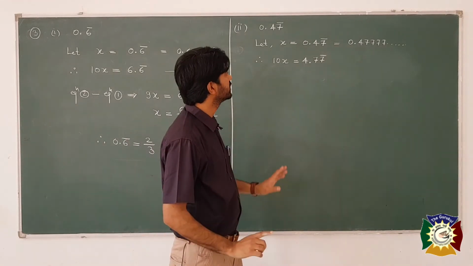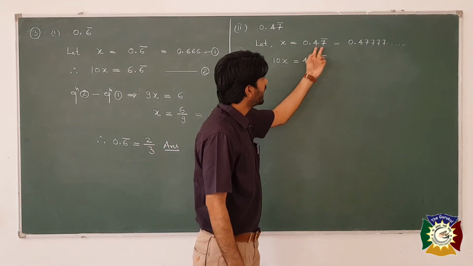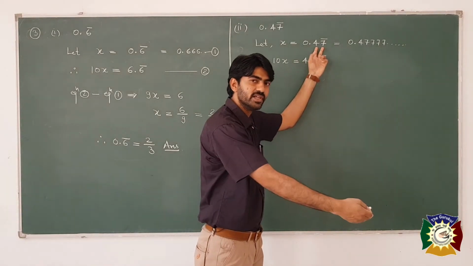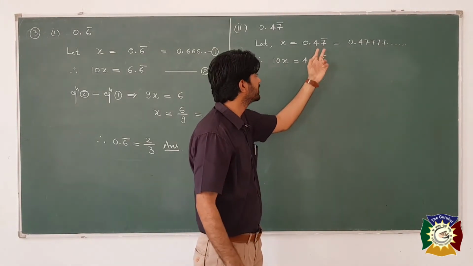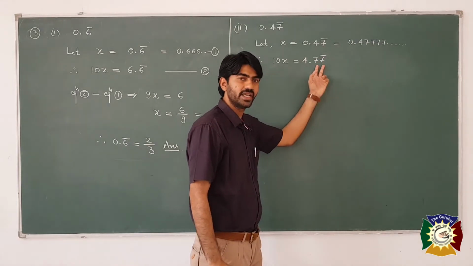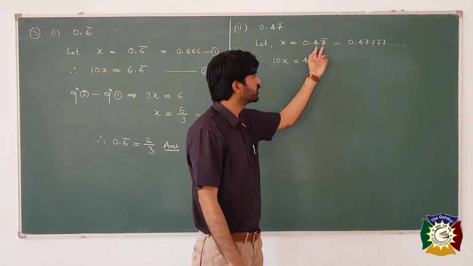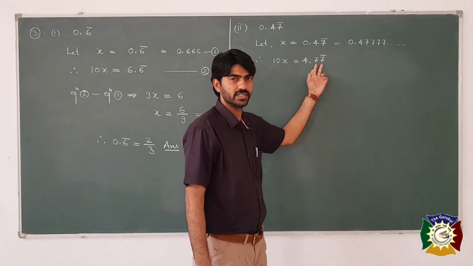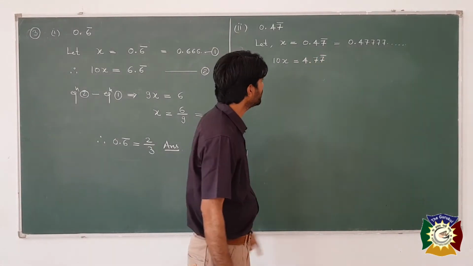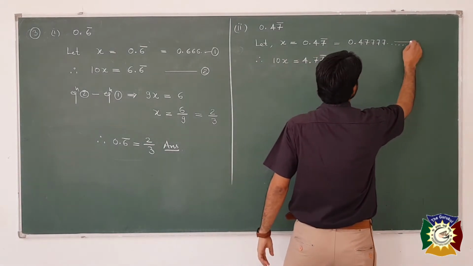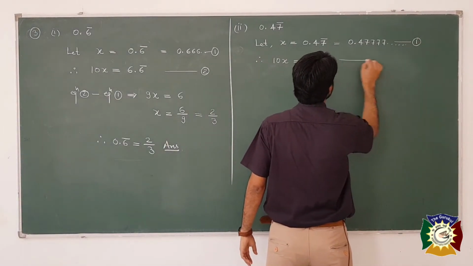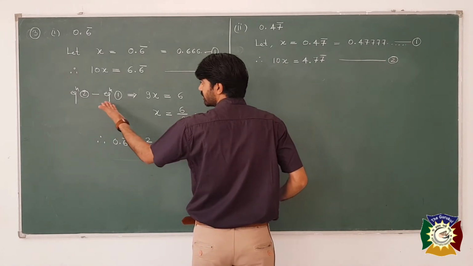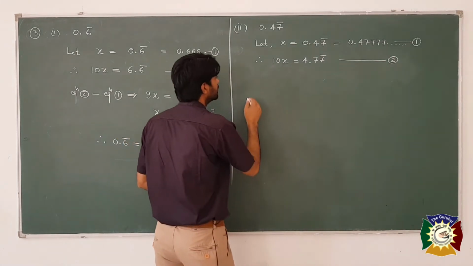Again I repeat this line that as many digits are there in this x after decimal, the same number of digits you are to take in 10x after decimal. Suppose here 2 digits are there after decimal, so we will take 2 digits after decimal here. Clear? So again this is equation 1 and this is equation 2. Next step is same, equation 2 minus equation 1.